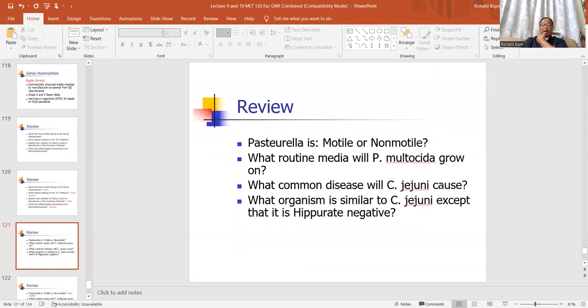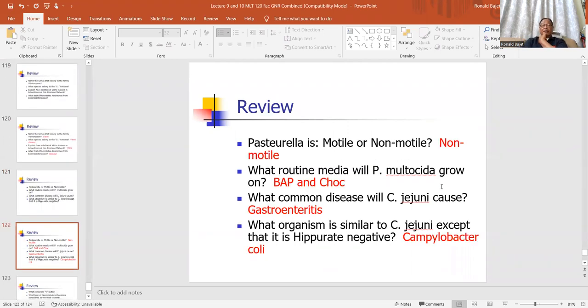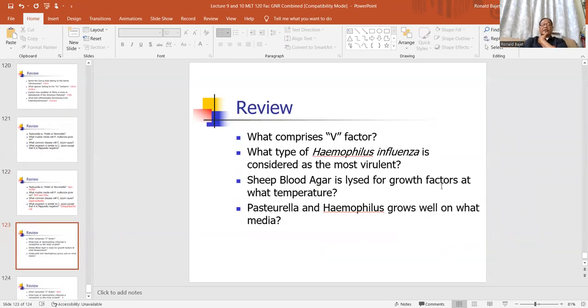Okay, is Pasteurella motile or non-motile? It's non-motile. What routine media will Pasteurella grow on? That is chocolate and blood. What common disease will Campylobacter jejuni cause? It causes gastroenteritis. And what organism is similar to Campylobacter jejuni, except that it's hippurate negative? That's Campylobacter coli. Okay, it is non-motile, it will grow on blood and chocolate, and it causes gastroenteritis. Remember, it's the most common cause of gastroenteritis, Campylobacter jejuni.